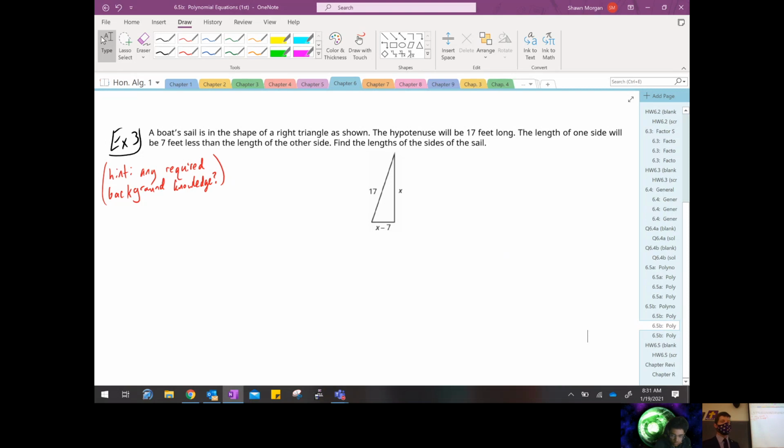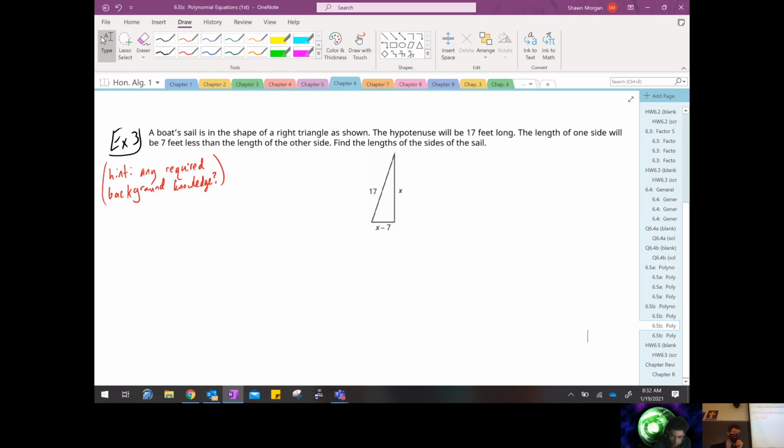All right, so I'll read it to you. It says a boat sails in the shape of the right triangle shown below. The hypotenuse will be 17 feet long. The length of one side will be 7 less than the length of the other side. Find the lengths of the sides of the sail. Now, truth be told, I've got this picture on here for your benefit. You won't always have a picture provided. But as I was telling somebody a minute ago, I'm a visual guy. Draw the daggum picture out every time you can.